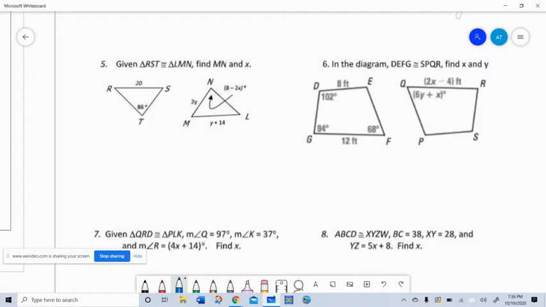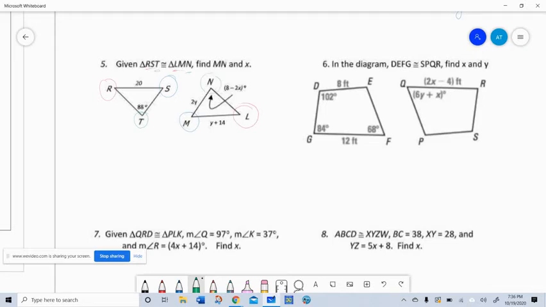So it looks like R, S, and T we have, and it says that R is congruent to L. So don't just go by how they look. You need to actually make sure that they match up. R matches up with L. S matches up with M. And T matches up with N. So those are the pieces that are congruent.